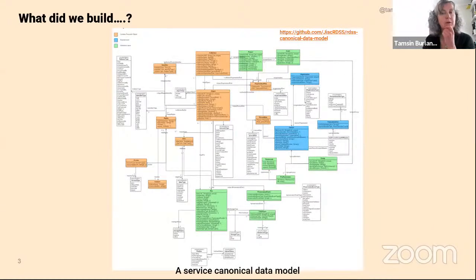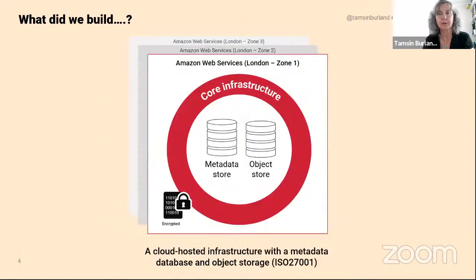To start with, we built a canonical data model for the service. We used the main scholarly comms metadata standards of DataCite, Crossref, CERIF, Dublin Core, Ethos, etc. And it's extensible, so we can add as many content types to that model and we can also map the metadata to those of other services to facilitate the interoperability.